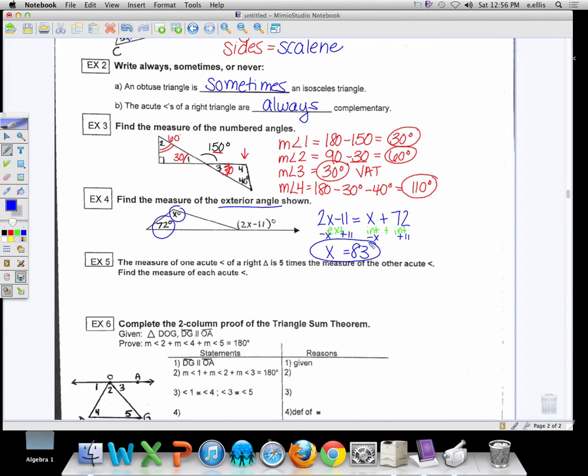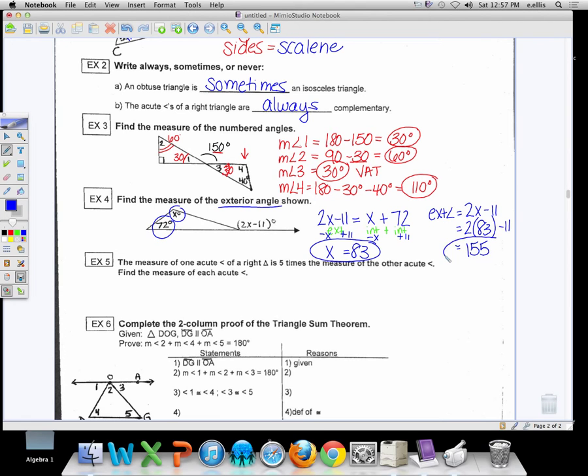Now, be careful with this one, because we are not done. That is just x. They want the entire measure of the exterior angle. So we have to plug this back in. Okay? The exterior angle was 2x minus 11.